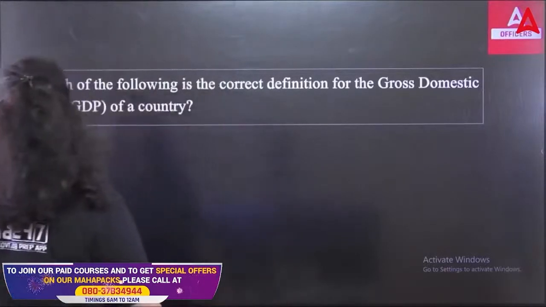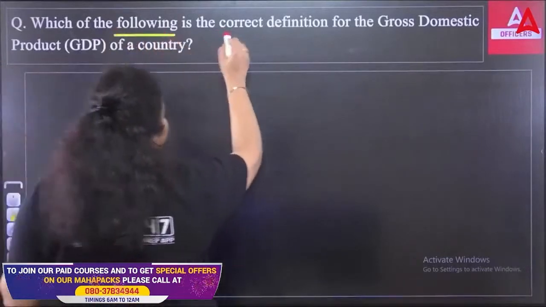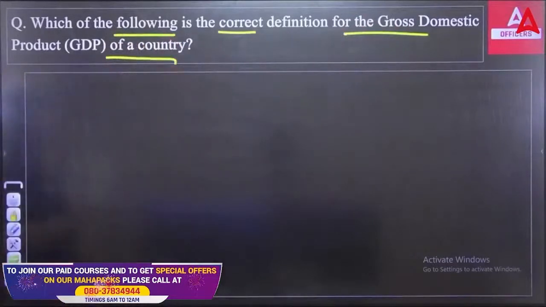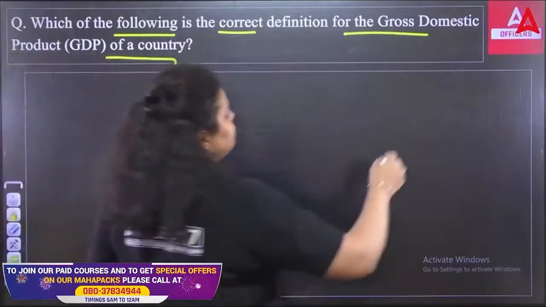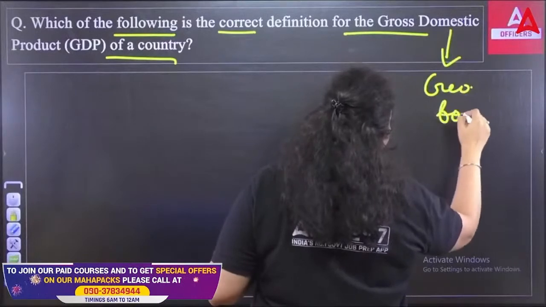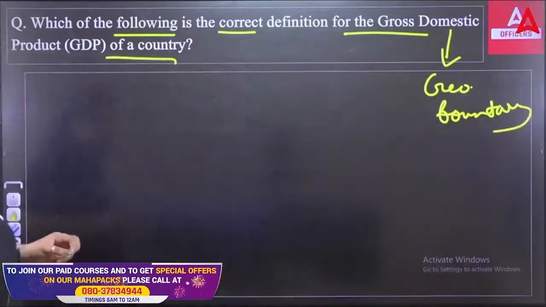So the first question is asking which of the following is the correct definition for GDP of a country? So you can see it is a domestic product. It means production within the geographical boundary will be counted. Whatever production happened within the geographical boundary, that will be counted here.